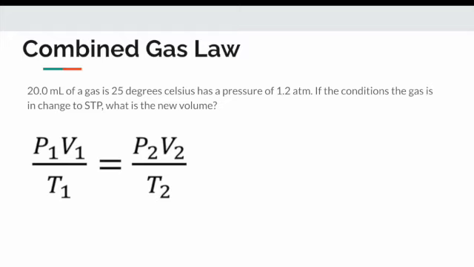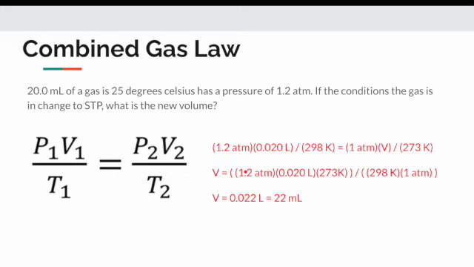So let's look at this example right here. If you had 20 milliliters of a gas at 25 degrees Celsius and it was at a pressure of 1.2 atm, but then the conditions of the gas were to change to become STP. In case you forgot this from last week's lesson, STP is standard temperature and pressure. That is 1 atm and 0 degrees Celsius or 273 Kelvin. This problem is asking you for the new volume. Now, this is the actual way that you're supposed to find the answer.